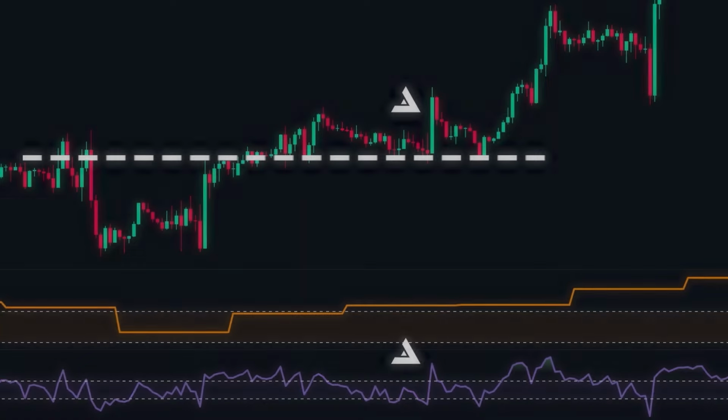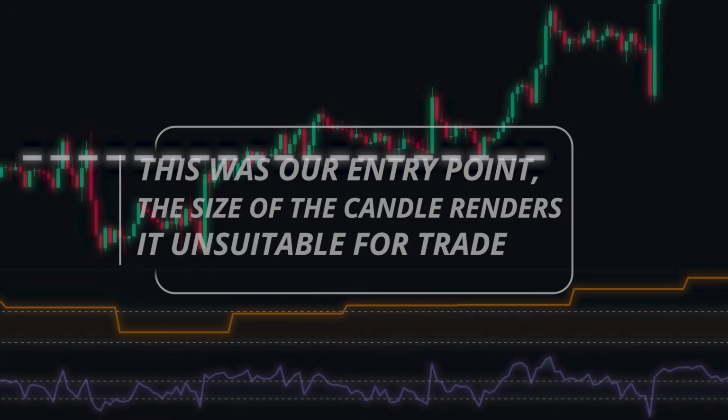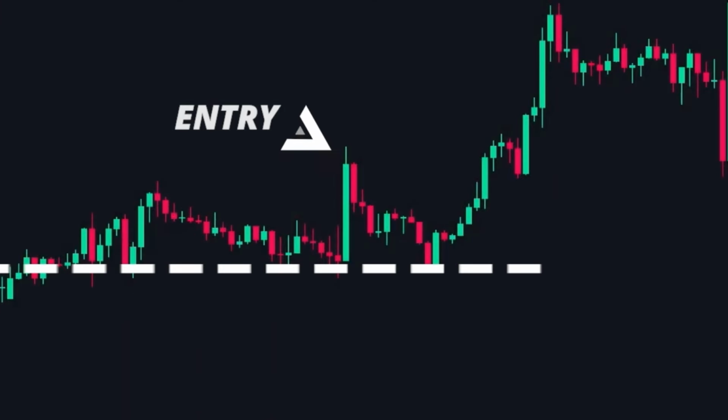Although theoretically this was our entry point, the size of the candle renders it unsuitable for trade. If we entered at this moment, our stop loss would have to be lower than the most recent swing low, resulting in an excessively broad stop loss. So we wait for a couple more candles.